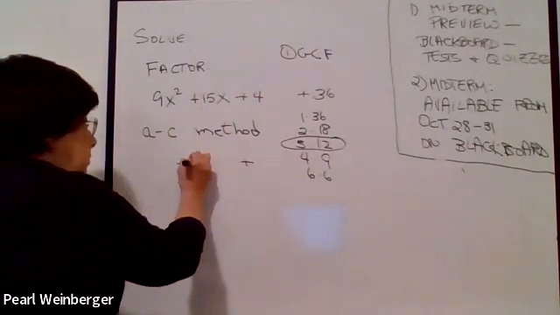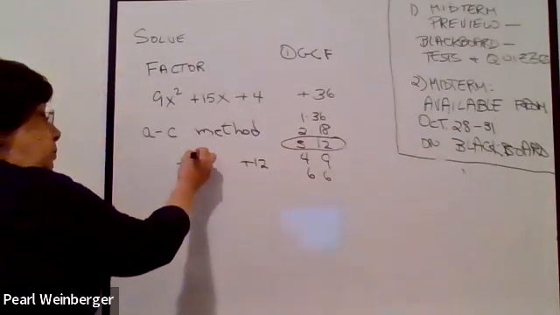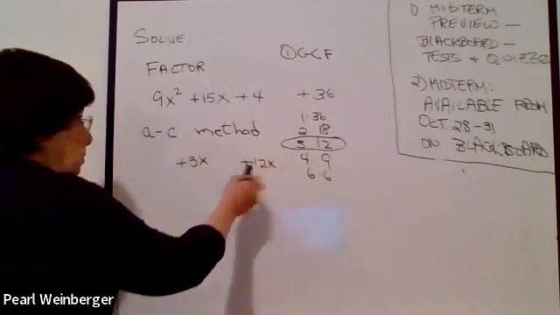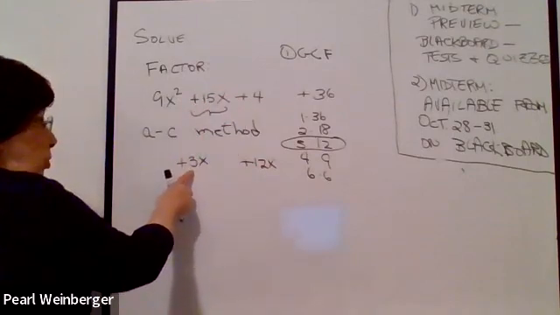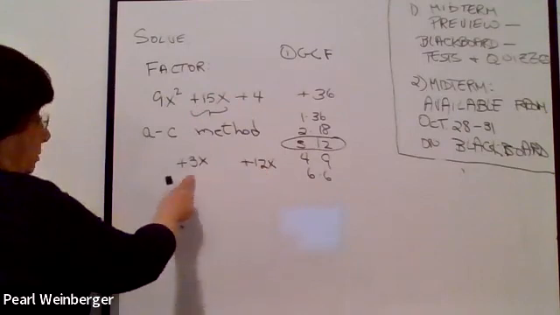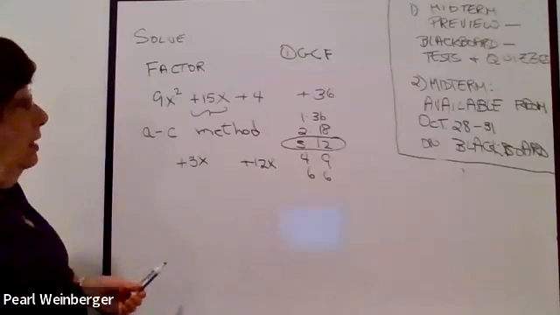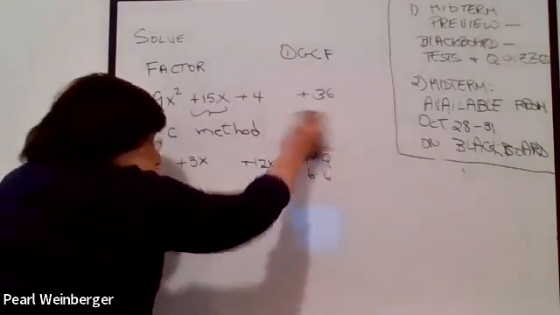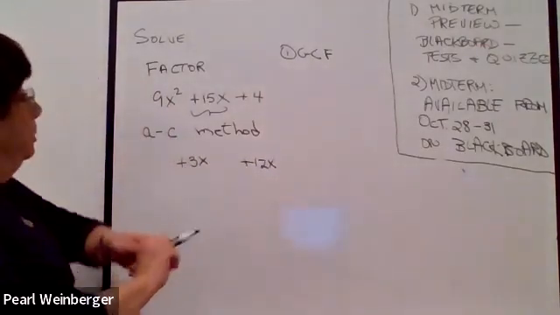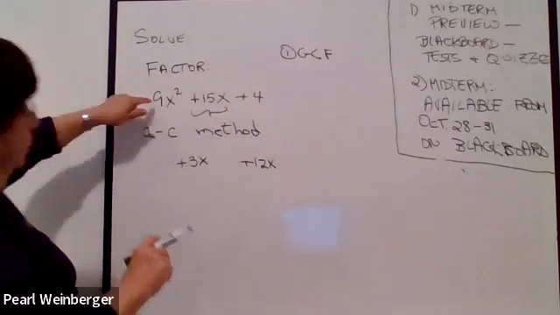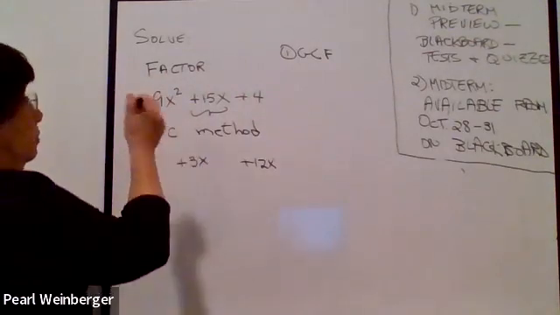So we write down separately the 3 and the 12. And after each of them, we put in x. We have taken this 15x and broken it down to 3x and 12x. You notice that 3x plus 12x does equal 15x. And I'm going to erase this because I just need the space. And we rewrite our original trinomial, which is 3 terms, into something that involves 4 terms.